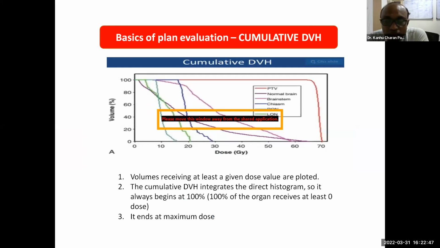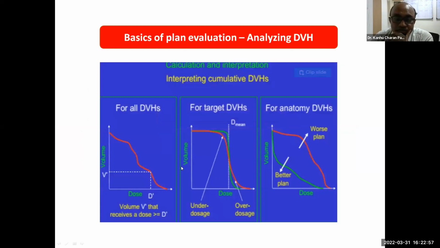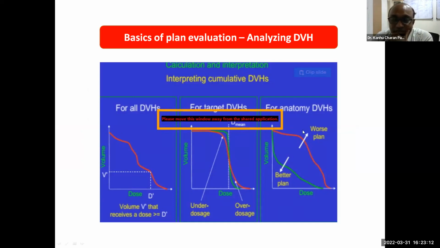It always begins at 100% and ends at the maximum dose. So for all DVHs, this is the graph. For the target, we need a graph like this. But for OARs, we need a graph like this. So these are the various cumulative DVHs for the targets and OARs.